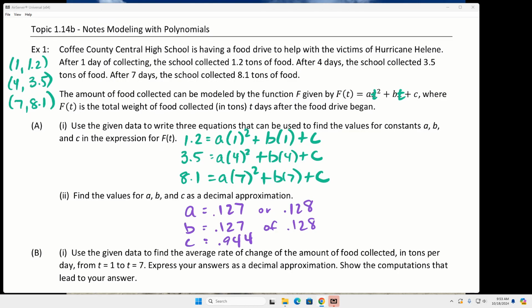I don't know why I wrote "of" instead of "or." That's okay. I'm a little off today. I don't know what's wrong with me.